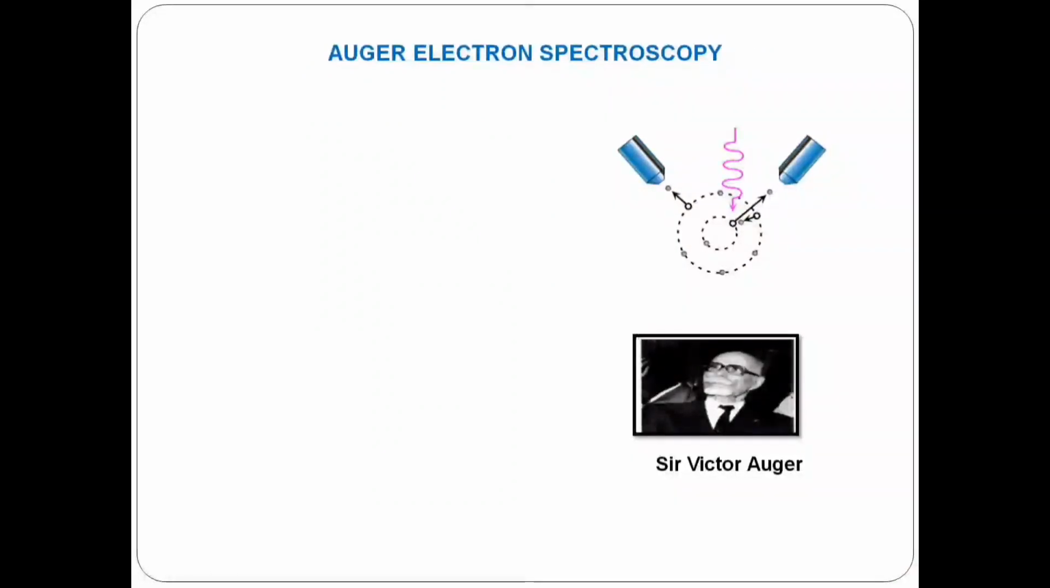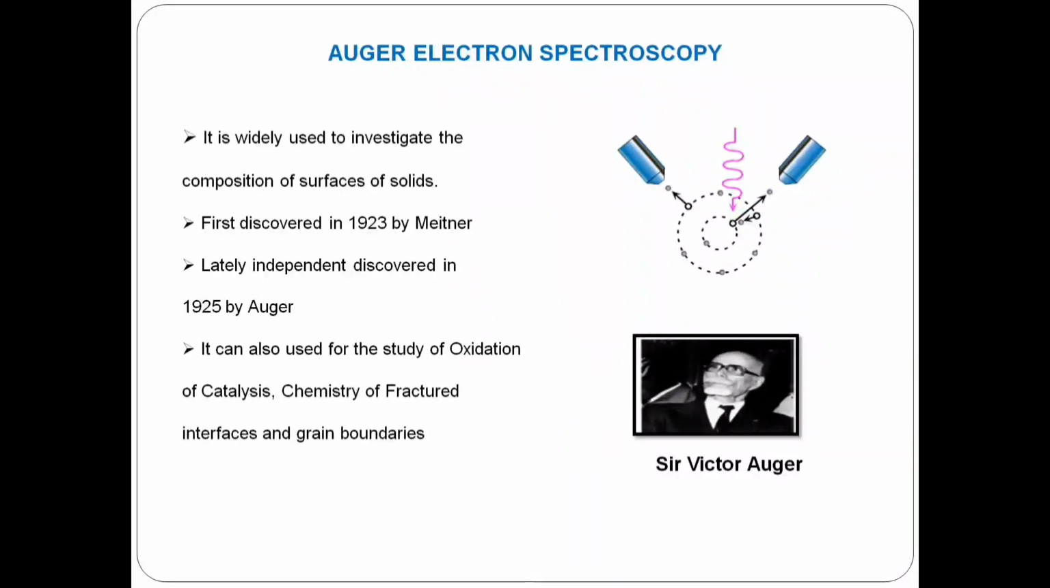Auger electron spectroscopy is widely used to investigate the composition of surfaces of solids. It was first discovered in 1923 by Meitner, but later it was independently discovered by Pierre Auger in 1925. It is also used for the study of oxidation, catalysis, chemistry of fractured interfaces and grain boundaries.